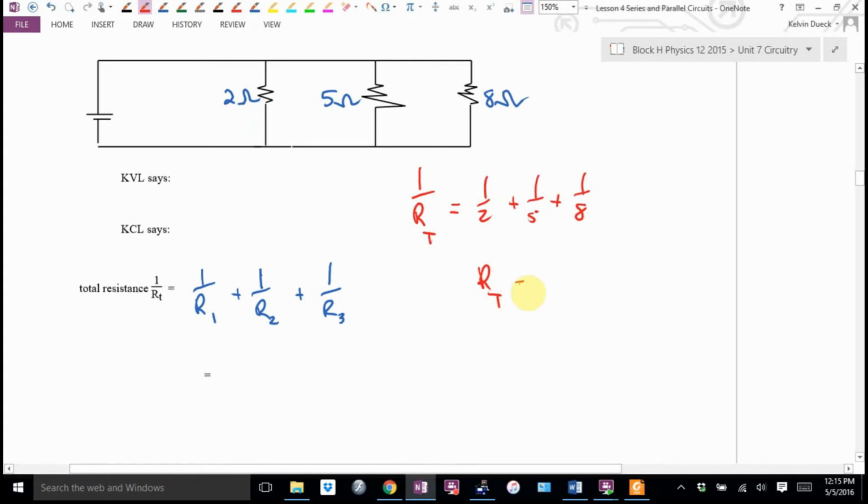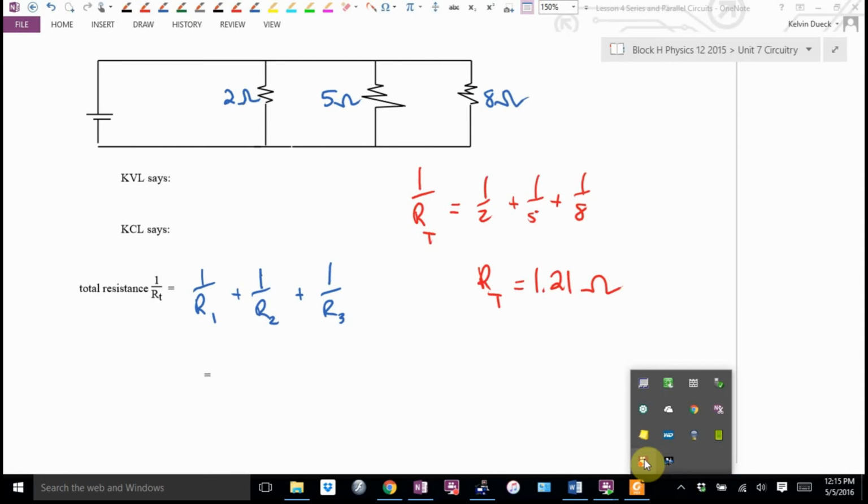R total equals 1.21 ohms. If you cannot find your reciprocal button, this is your chance to raise your hand and call me, and I will help you find it.